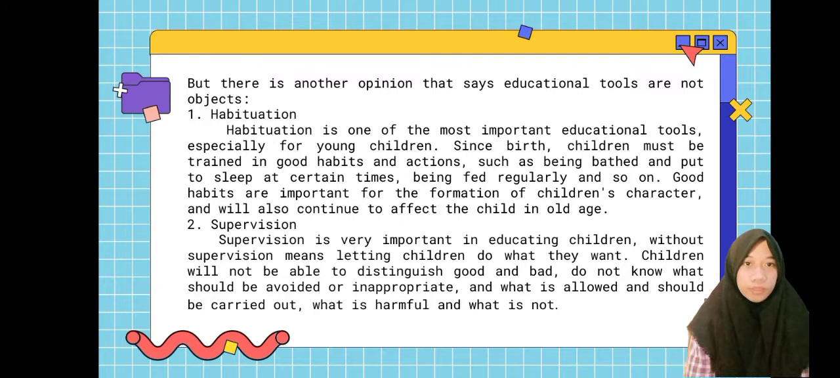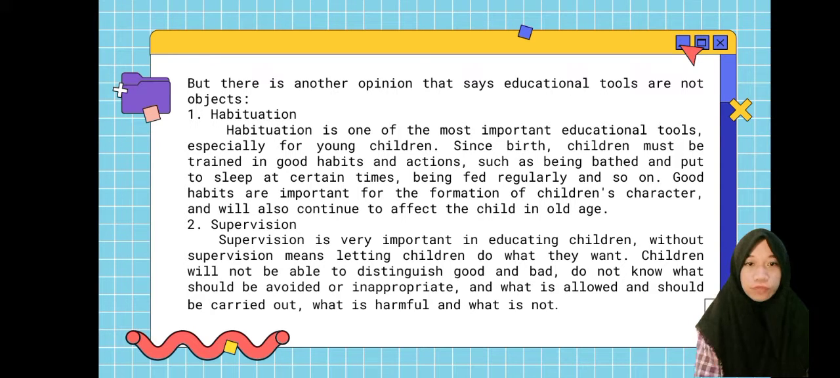Number 1. Habituation. Habituation is one of the most important educational tools, especially for young children. Since birth, children must be trained in good habits and actions, such as being bathed and put to sleep at certain times, being fed regularly, and so on. Good habits are important for the formation of children's character and will also continue to affect the child in old age.